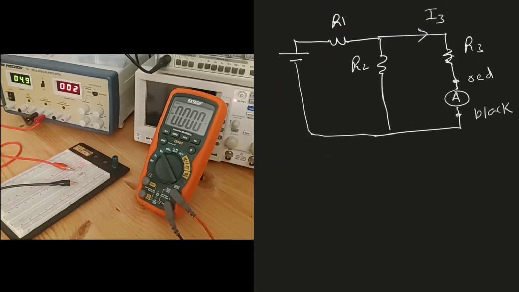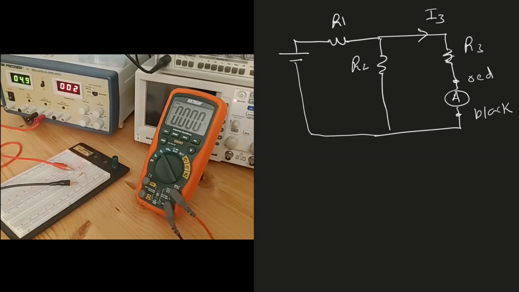Now again, going back to the same logic, the current in R3 should remain the same with or without the meter, right? The current in R3 should not change. If my meter changes the current, then that's a wrong measurement, because the meter is telling me something else and the original current that was flowing in R3 was different. So the meter should not make the current change.